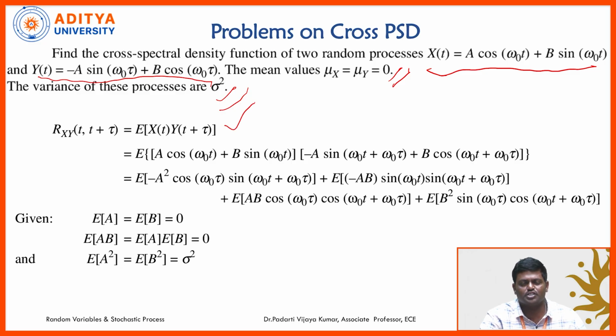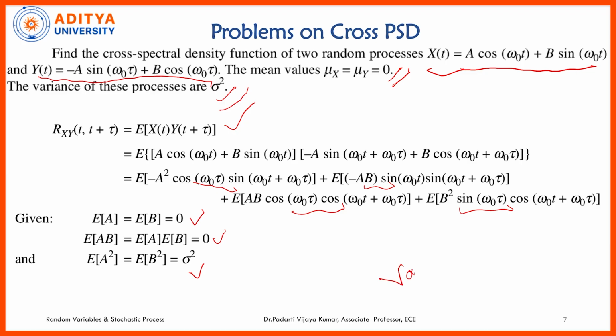The cross correlation function is mathematically defined as expectation of x of t into y of t plus tau. Substituting the x of t and y of t and multiplying, we will get 4 terms in total. So this is one term, this is another term, this is another term, this is another term. Given that the expectations of the random process are 0, and since A and B are statistically independent, expectation of AB is equal to expectation of A into expectation of B, which is also equal to 0, and the given variance is sigma square.